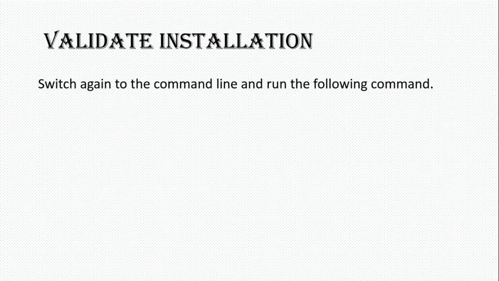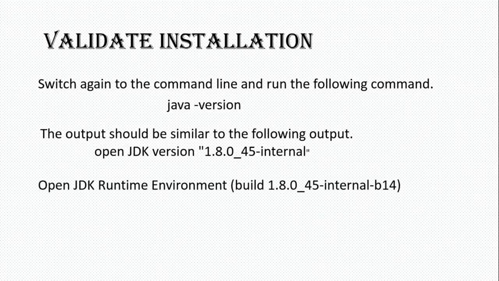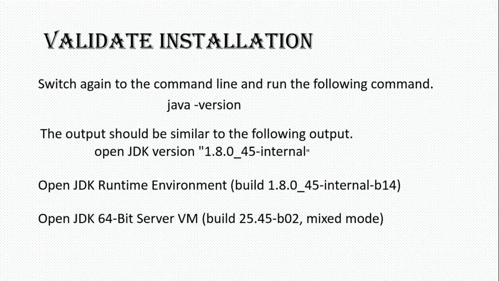Validate installation. Switch again to the command line and run the following command: java -version. The output should be similar to the following output. OpenJDK version 1.8.0_45-internal. OpenJDK Runtime Environment, build 1.8.0_45-internal-b14. OpenJDK 64-Bit Server VM, build 25.45-b02, mixed mode.